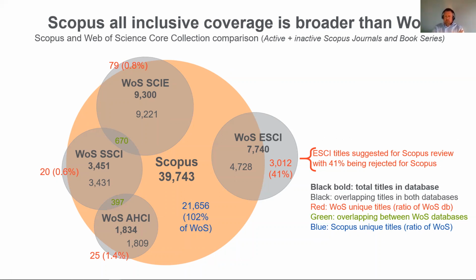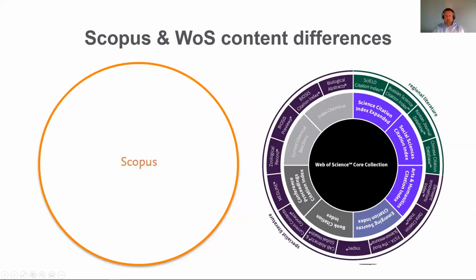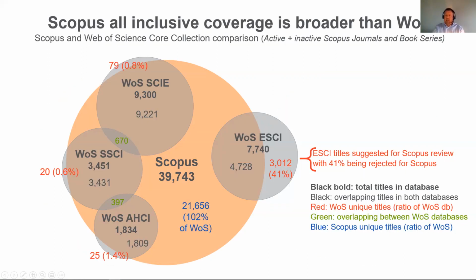Now, in the previous slide, we also saw that Scopus has about 25,000 active titles, but the total number of titles found in Scopus is just under 40,000. For this analysis, I used that number to compare it against Web of Science, because all Web of Science numbers include both active and inactive titles.